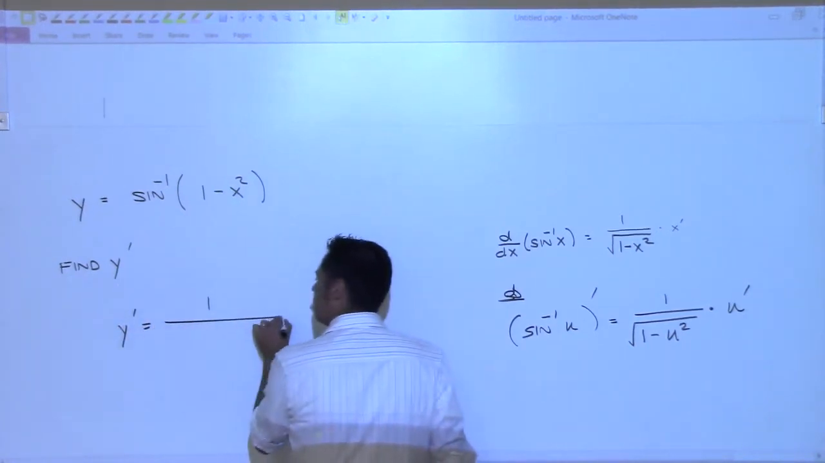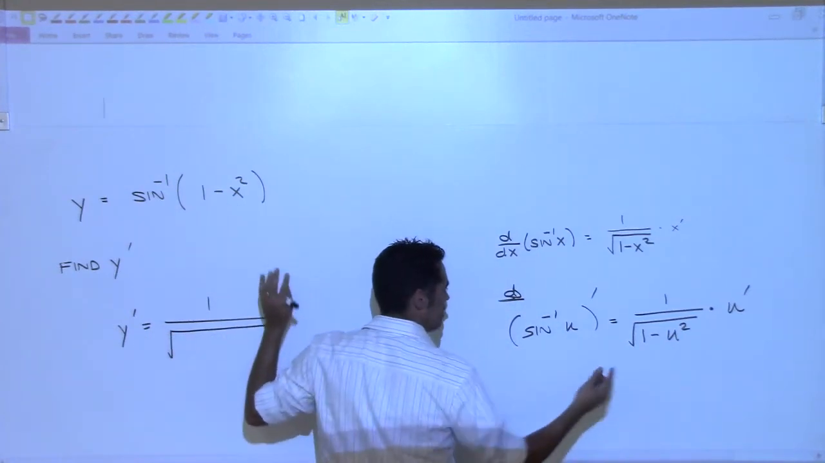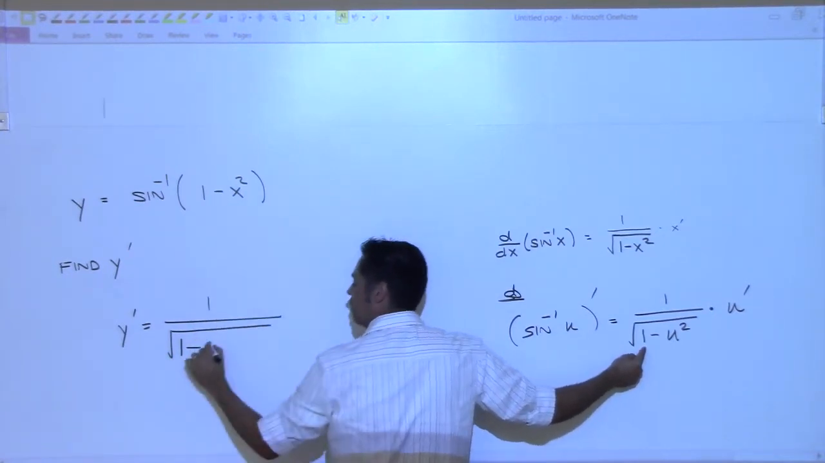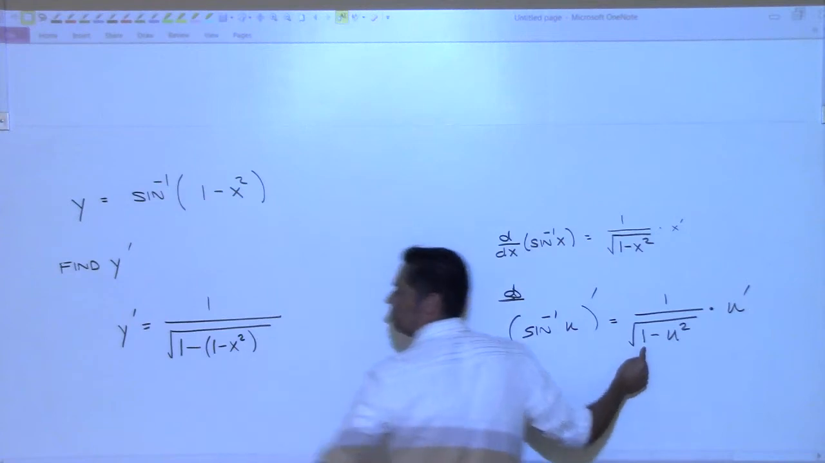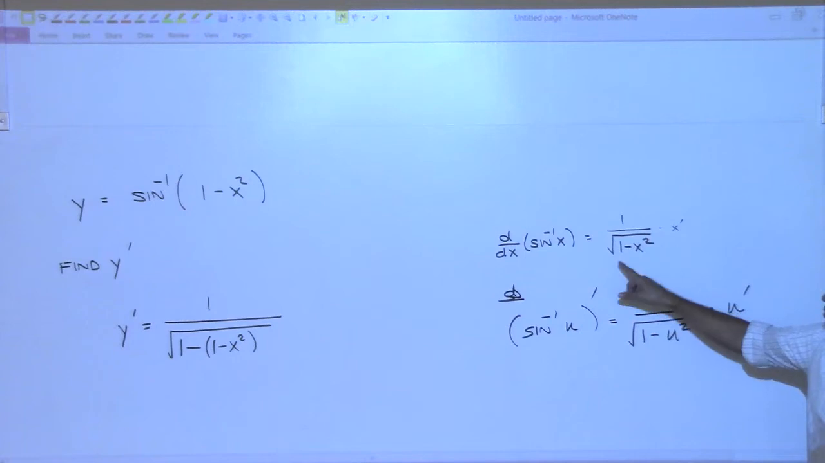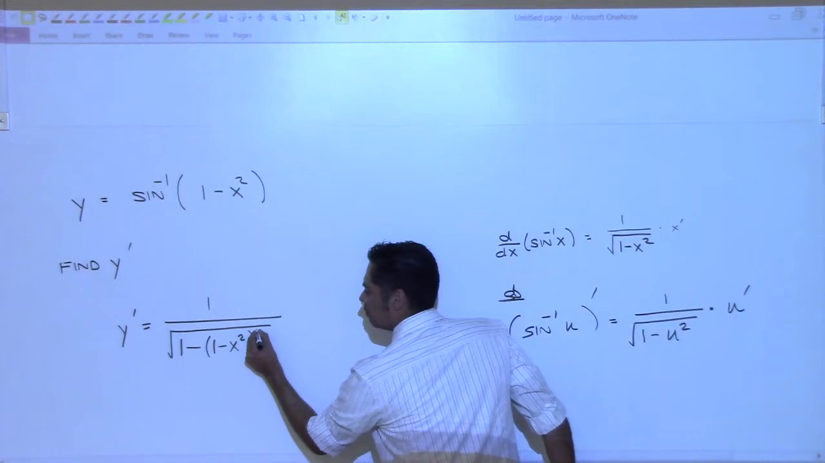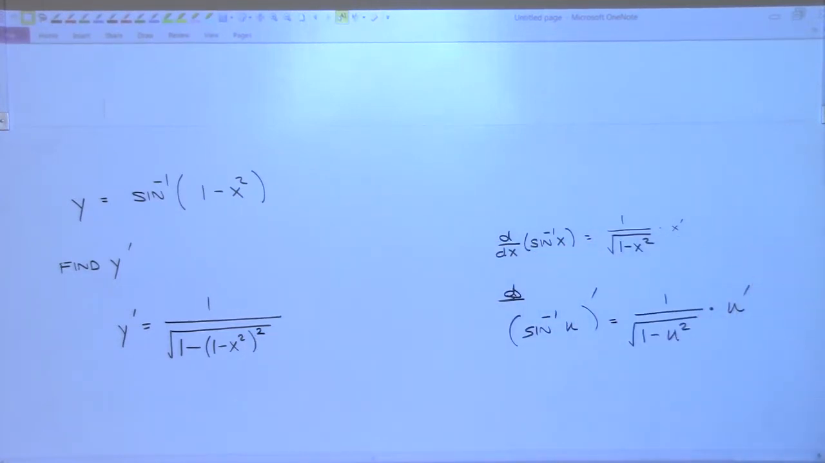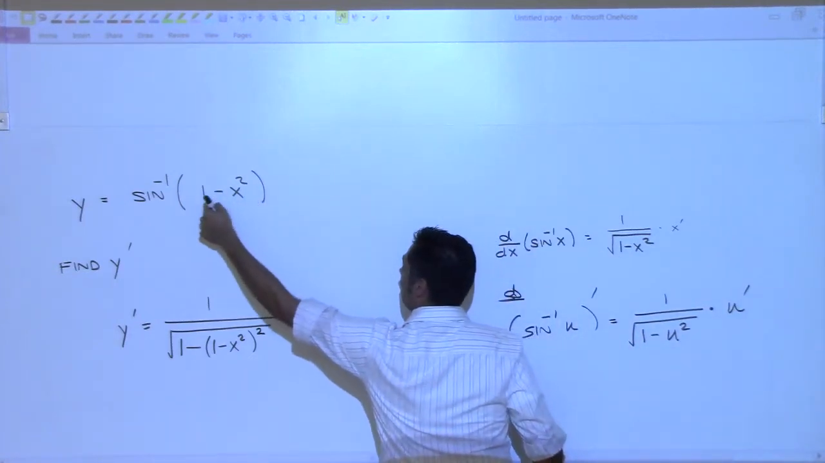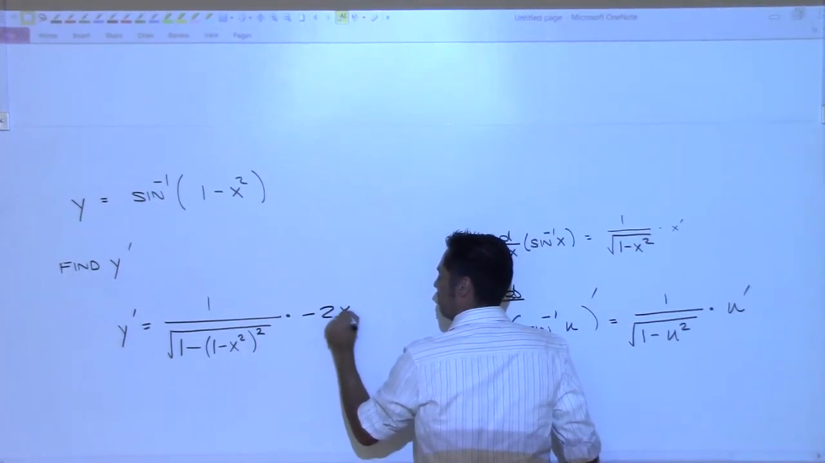1 over the square root of, sorry, I'm looking at the formula, 1 minus what's here. So in parentheses, 1 minus x squared is in there. Does everyone see that? That's 1 over the square root of 1 minus u squared. There, I forgot to square it. And then times the derivative of what's up here, which is negative 2x.